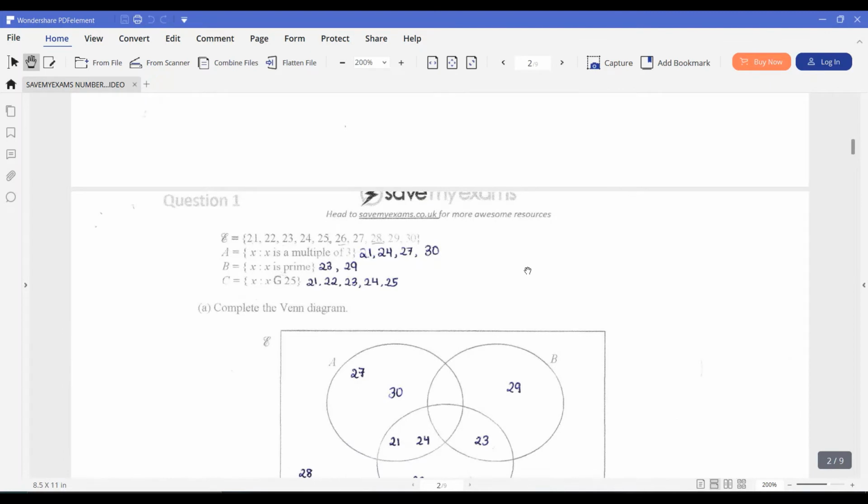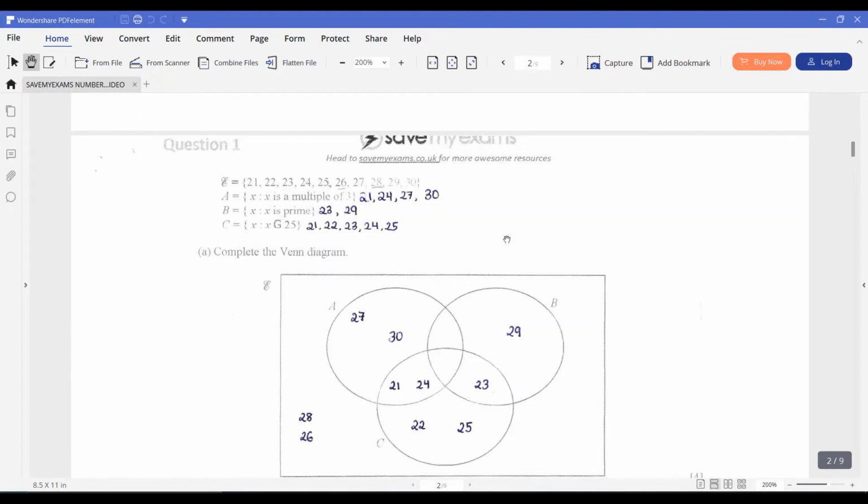The first question is about sets and set notation. You can see that there's a universal set that has the numbers from 21 to 30. Set A says that all the numbers within it are multiples of 3. Set B says that all the elements within it are prime, and set C says that all the numbers range between 21 to 25. So all these numbers are within set C.